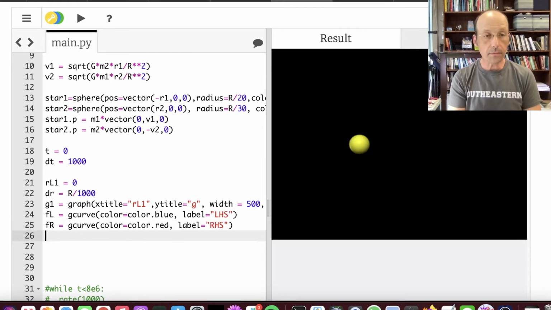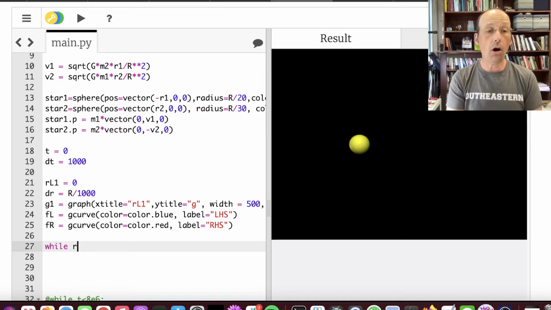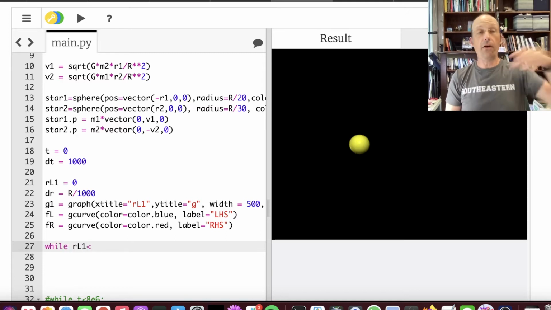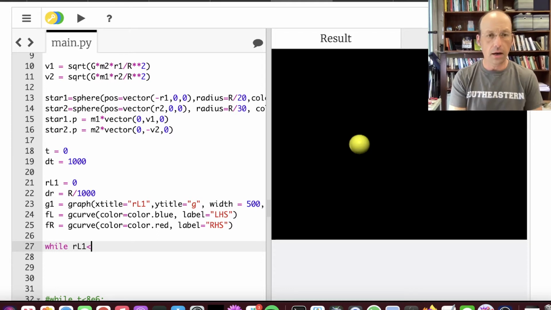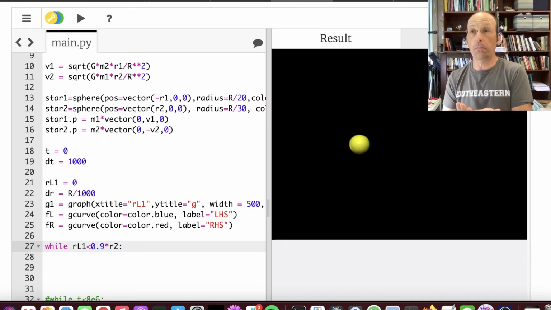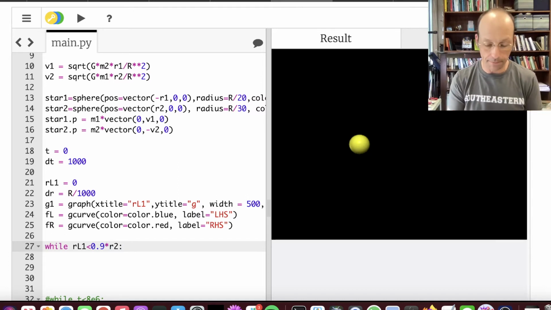Okay. Now, while RL1 is less than, how far do I want to go? I can't actually go all the way to the value R2 because I have R2 minus RL1. So let's say while RL1 is less than 0.9 times R2, right? Because I can't get all the way to R2, it'll blow up. So I'm going to almost go there.